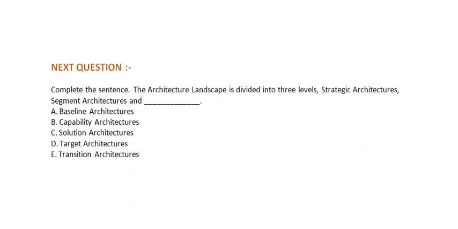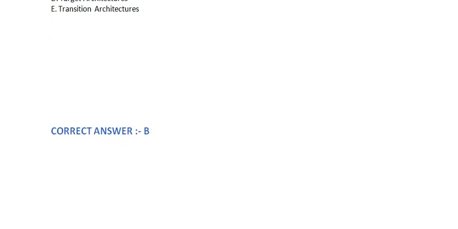Next question is, complete the sentence. The architecture landscape is divided into three levels: strategic architectures, segment architectures, and option A, baseline architectures, option B, capability architectures, option C, solution architectures, option D, target architectures, and option E, transition architectures. The correct answer is option B.